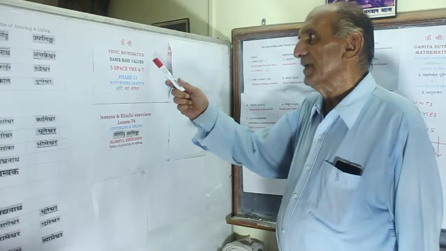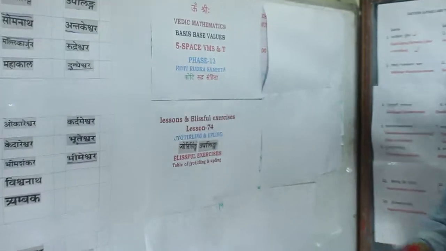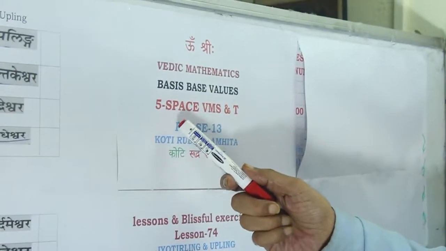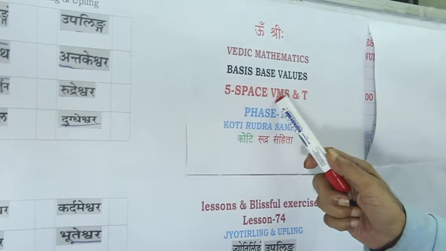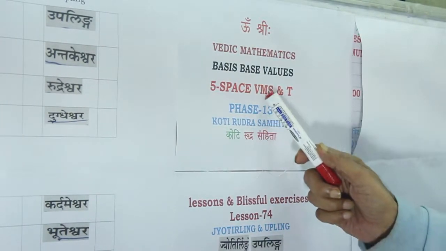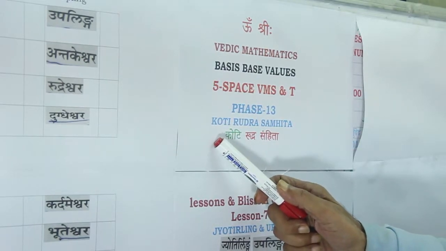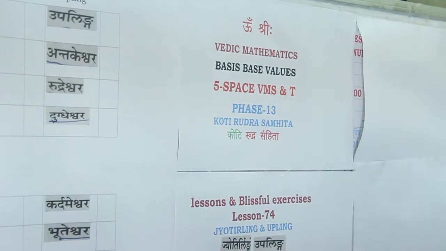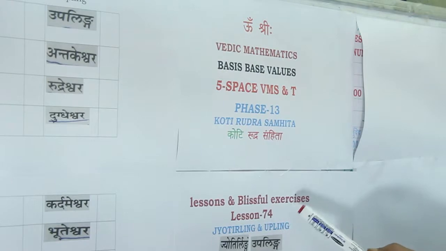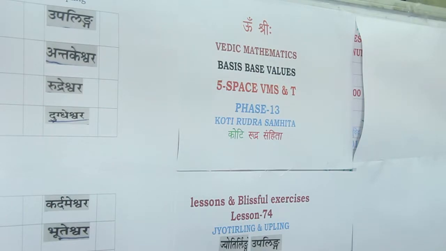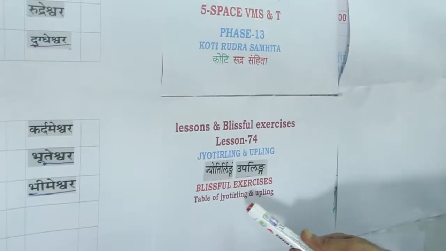Welcome to Vedic Mathematics Basis Base Values classes. We are initiating and exposing ourselves to values and features of 5-space VMST. In phase 13, our focus is upon the values and features of organization of Koti Rudra Samhita. In this lesson 74, we will be having blissful exercises to be parallel to the organization format features of the Jyotirling and Uplings.